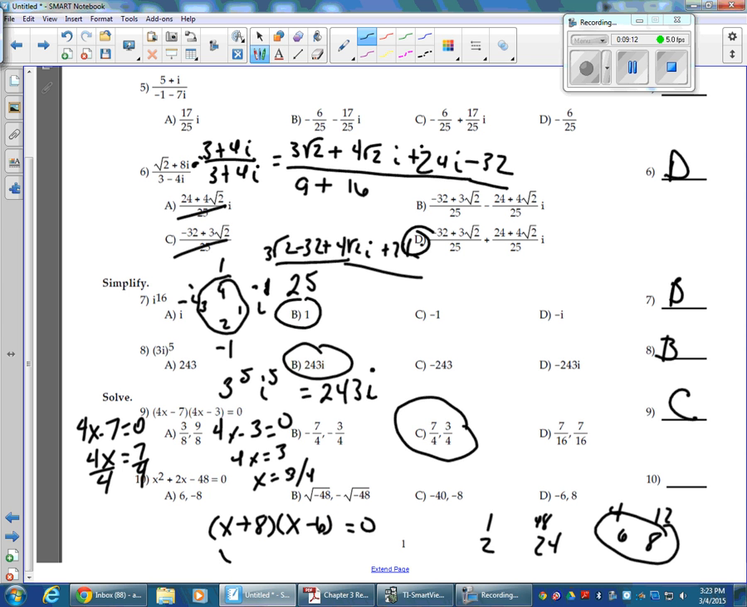So set both of these equal to 0. x plus 8 equals 0, which is going to give me x equals negative 8. And x minus 6 equals 0, which is going to give me x equals 6. So I'm looking for 6 and negative 8. So my answer is going to be A.